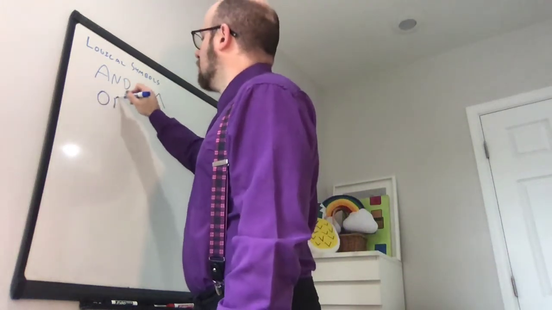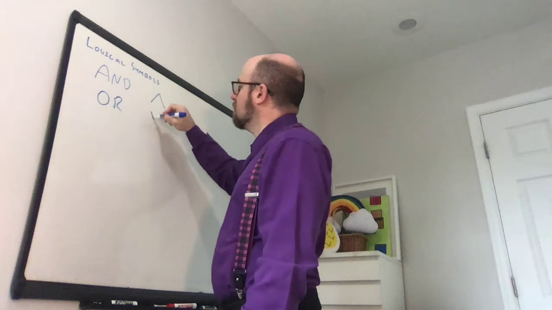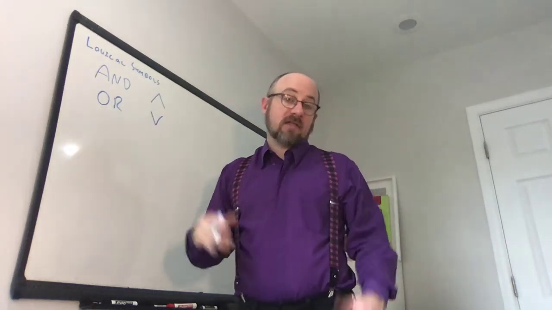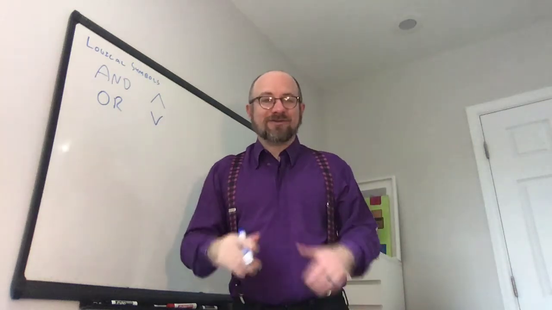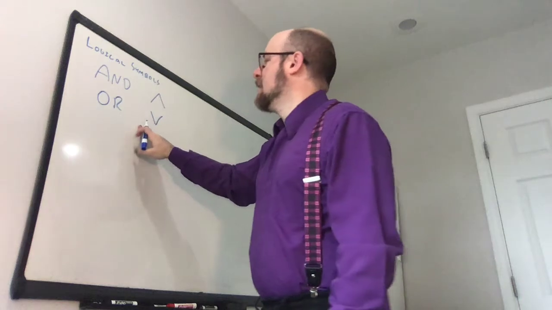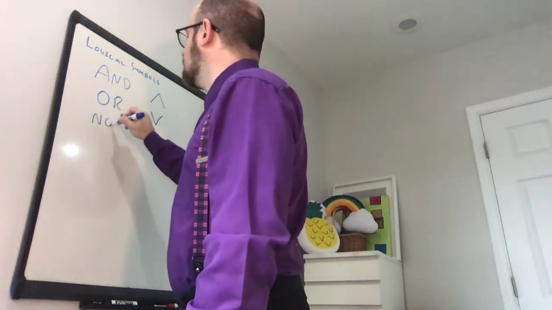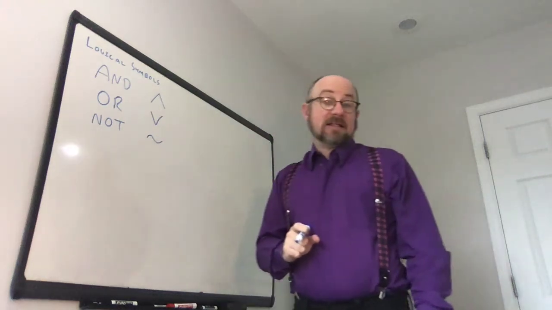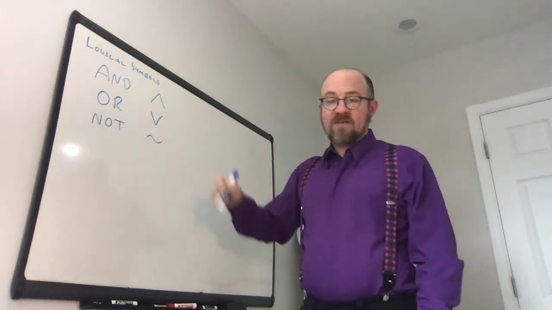For or, we're going to use the same symbol turned upside down. If you think about it, this is kind of like shrugging your shoulders. So this is or, so it's A or B, I don't care, something like that. That's one way to remember it. And then for not, we're going to use a tilde, kind of like a wavy dash.